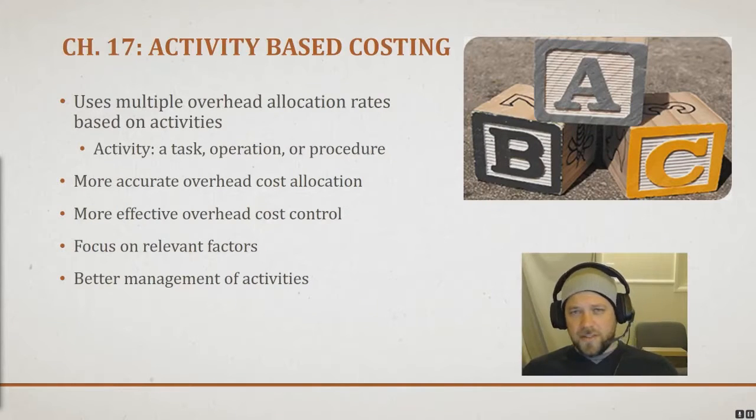In Chapter 17, we learned that activity-based costing uses multiple overhead allocation rates based on activities, provides more accurate overhead cost allocation, more effective overhead cost control, focuses on relevant factors, and provides better management of activities.